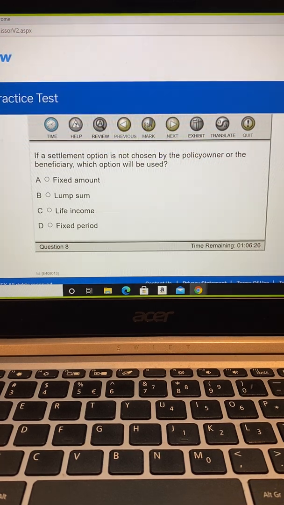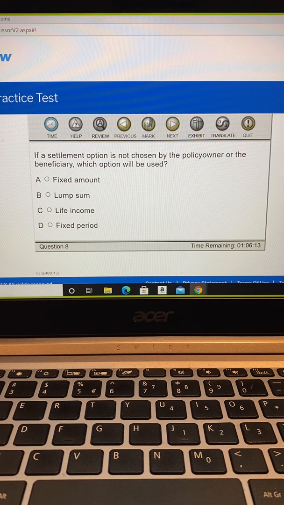Okay, Kyle. If a settlement option is not chosen by the policy owner or the beneficiary, which option will be used? Fixed amount, lump sum, life income, fixed period. I really don't know this one. All right, let's talk about it.